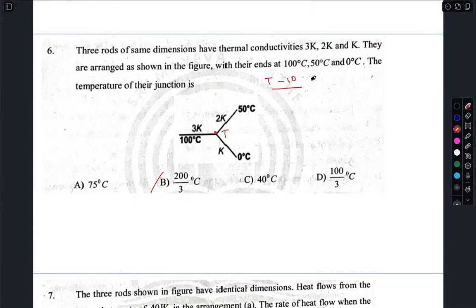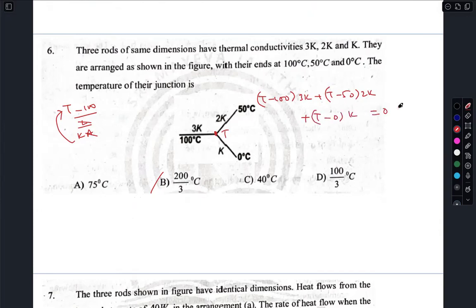Remember, they are dimension-wise the same, so resistance means L by K here. So simply I will multiply T minus 100 into 3K. Wait a minute, this is the junction I am taking. Actually, I should write T minus 100 by length by K into A. But remember, this is the same for all, and the K comes to the numerator. So therefore, 3K times T minus 100 plus 2K times T minus 50 plus K times T minus 0 is equal to 0.